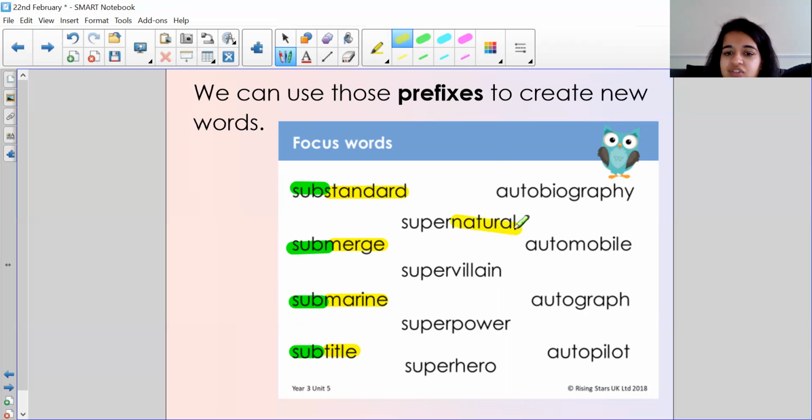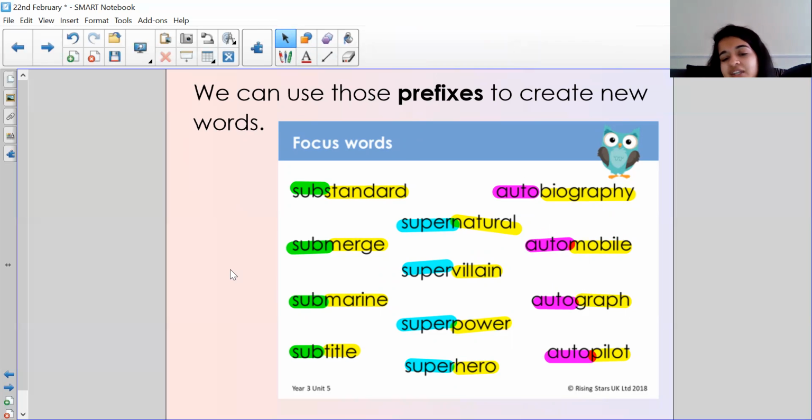Okay, then you've got natural, villain, power, and hero. And I've added the prefix super to those. So supernatural, supervillain, superpower, and superhero. Okay, and then finally, biography, mobile, graph, and pilot. And as you can see, I'm running out of colors, but I'll go with pink. Autobiography, automobile, autograph, autopilot. Okay, so can you see how we've added prefixes to each of the root words that we read right at the beginning?